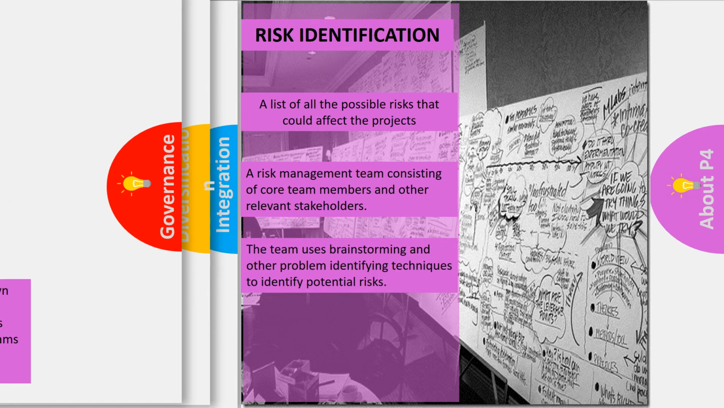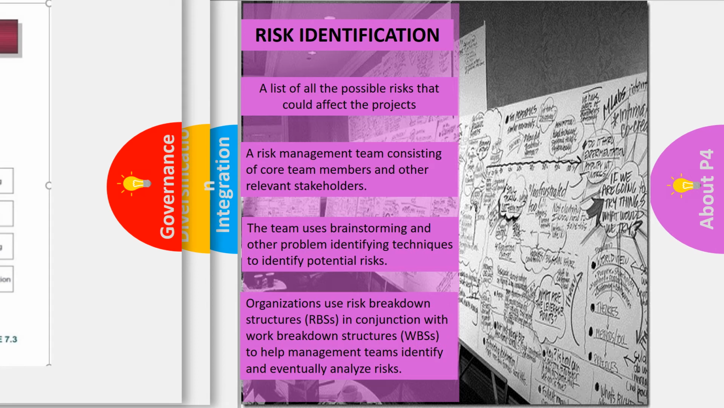The team uses brainstorming and other problem identifying techniques to identify potential risks. Some people could look at this very negatively, but it's not. It's actually very positive to say what could potentially go wrong, and if you can foresee something happening before it has actually happened, then you can anticipate it and take action against that.